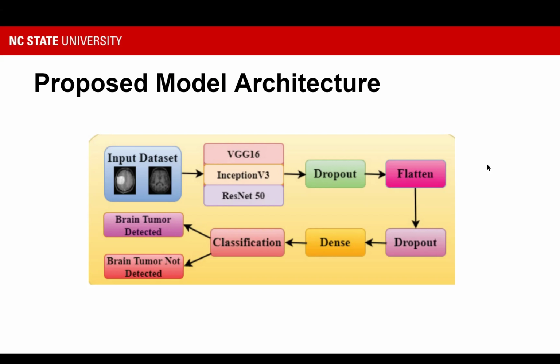The dense layer is a fully connected layer where the neurons connect to all activation functions from the previous layer, and typically it's computed with a weighted sum of the inputs plus a bias. Again, we use dropout to prevent overfitting just before the final classification. And finally, we are able to classify whether a brain tumor is detected or not.